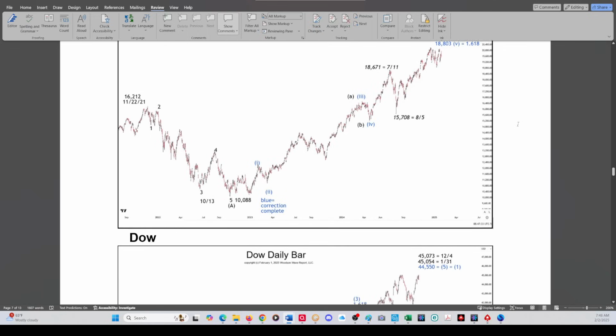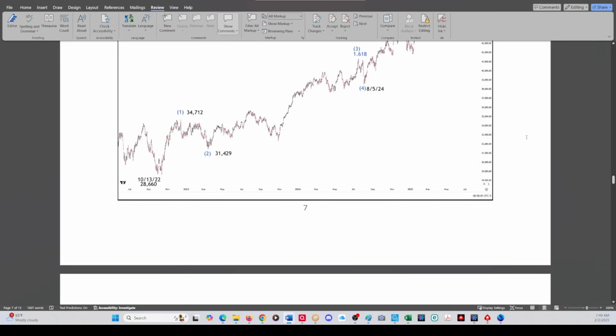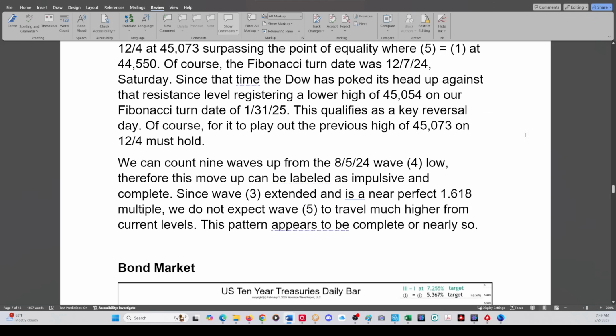Anyway, we have a nice little 5-wave pattern here, and we have a high that is just above the 1.618 multiple for the Nasdaq. We can get into the Dow, and you can see we've got an impulse wave up here with 5 waves up, and you can see it's past those targets there, but not by very much. Okay, so we expect this move. It looks complete or nearly so in the Dow. We'll watch that play out. There's all the verbiage there.